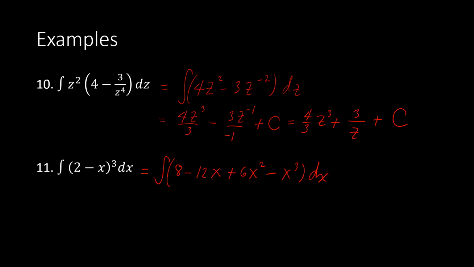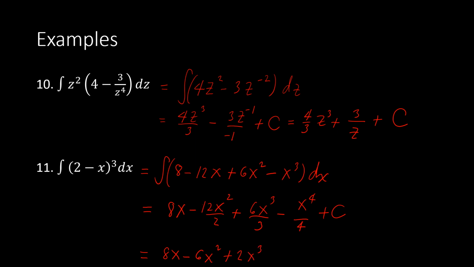Okay, so we integrate term by term. 8 dx will be equal to 8x minus 12x dx is 12x squared all over 2 plus 6x squared is 6x cubed over 3 minus x cubed dx or x to the fourth over 4 plus c, which is equal to 8x minus 12 over 2 is 6x squared plus 6 over 3 is 2x cubed minus 1/4 x raised to 4 plus c.